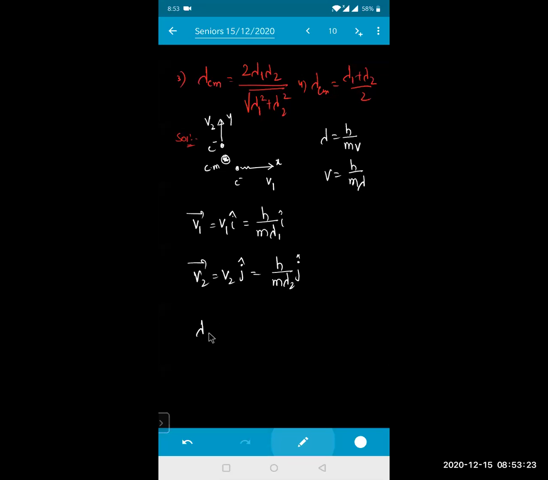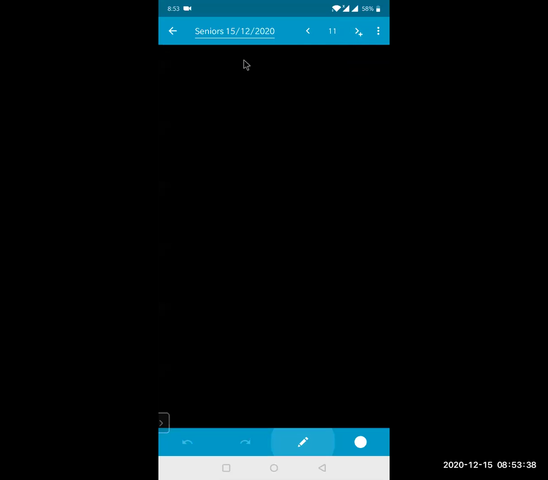So I can get the value of lambda 1. Lambda 1 is equal to h by m into v1, and lambda 2 is equal to h by m into v2. Now, the vector velocity of the center of mass, which we learned in kinematics in the first year chapter: velocity of center of mass v_cm is equal to m1 v1 plus m2 v2 divided by m1 plus m2.